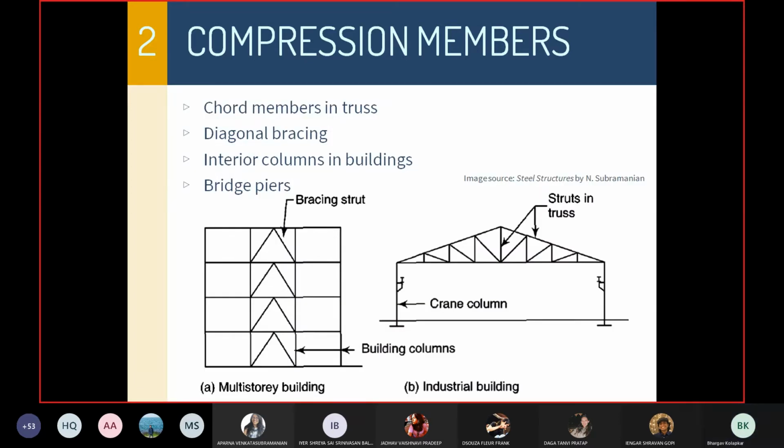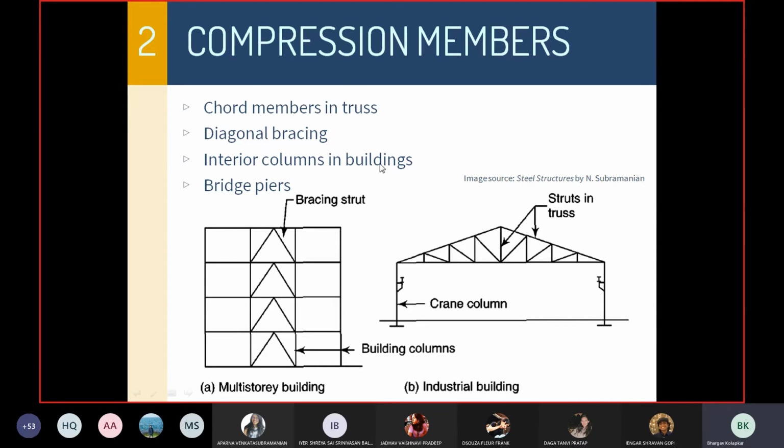Okay. So examples of compression members are chord members in trusses. Now, the top chord is a compression member, and other chords, some of them are tension members, some of them are compression members. Then the bracing strut. I told you that whenever there's a lateral load from the left side, all these elements are going to be under compression and all these elements are going to be under tension. So a bracing strut is a compression member and a tension member as well. It depends upon where you are applying the force from.